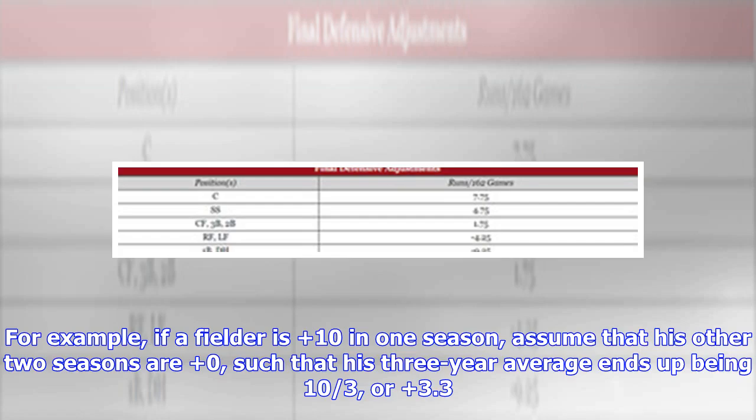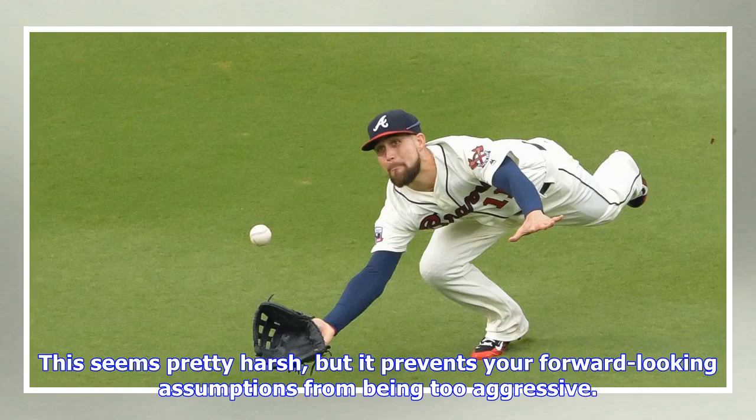For example, if a fielder is 10 in one season, assume that his other 2 seasons are 0, such that his 3-year average ends up being 10/3, or 3.3. Seems pretty harsh, but it prevents your forward-looking assumptions from being too aggressive.